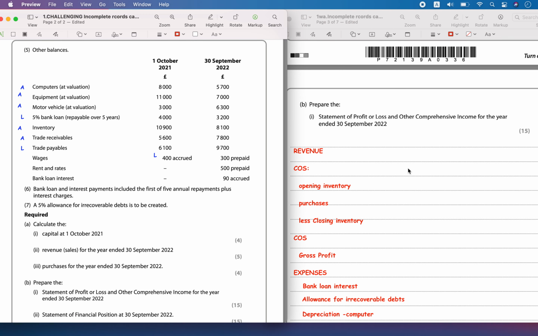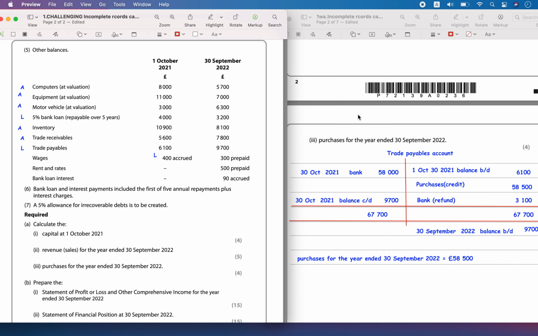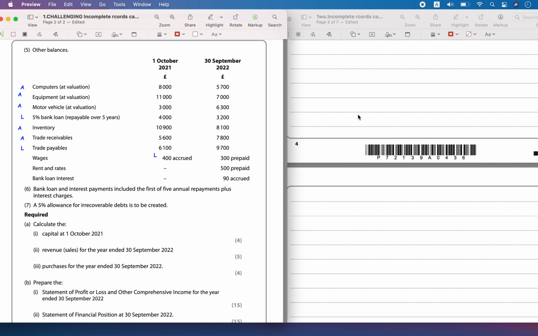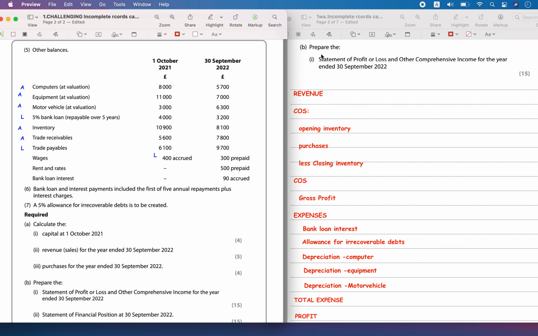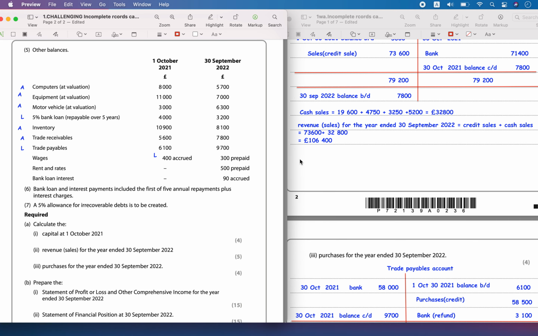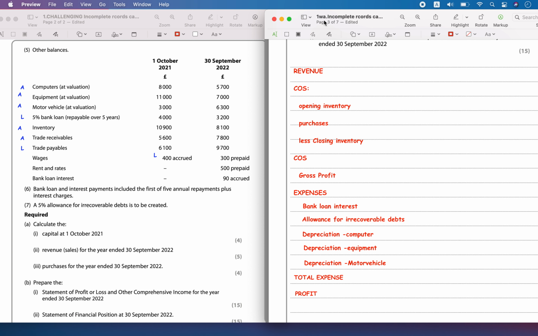So today we are going to solve the October 2022 question, question number 1B of the first part. Here you are supposed to prepare the statement of profit and loss and comprehensive income for the year ended 30th September 2022. So the first one is the revenue. We had already calculated the revenue to be around 106,400.